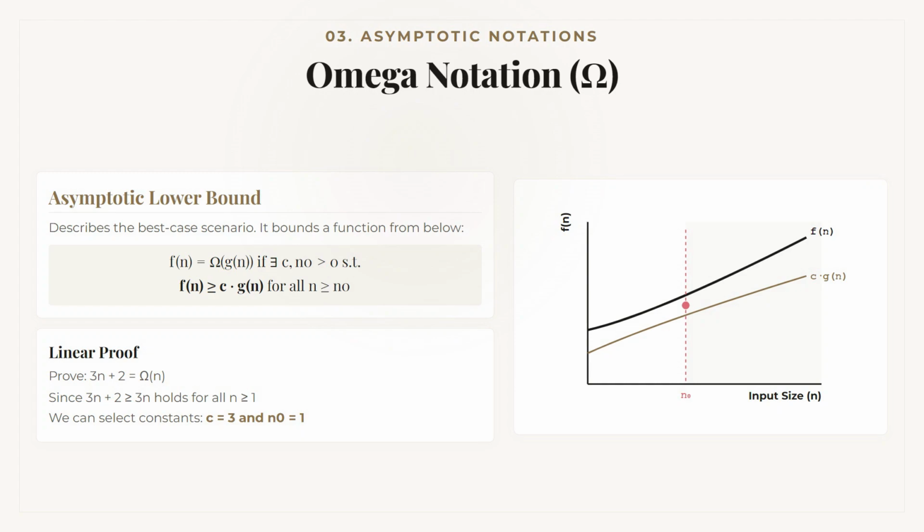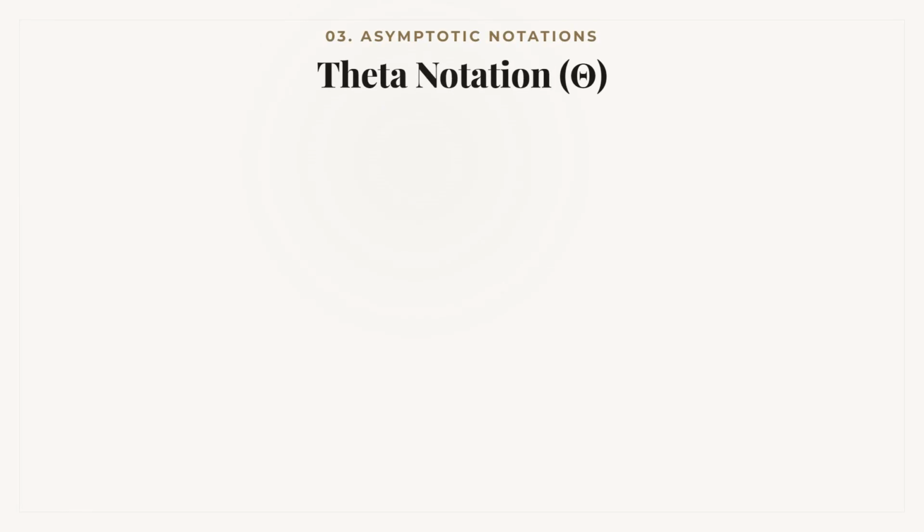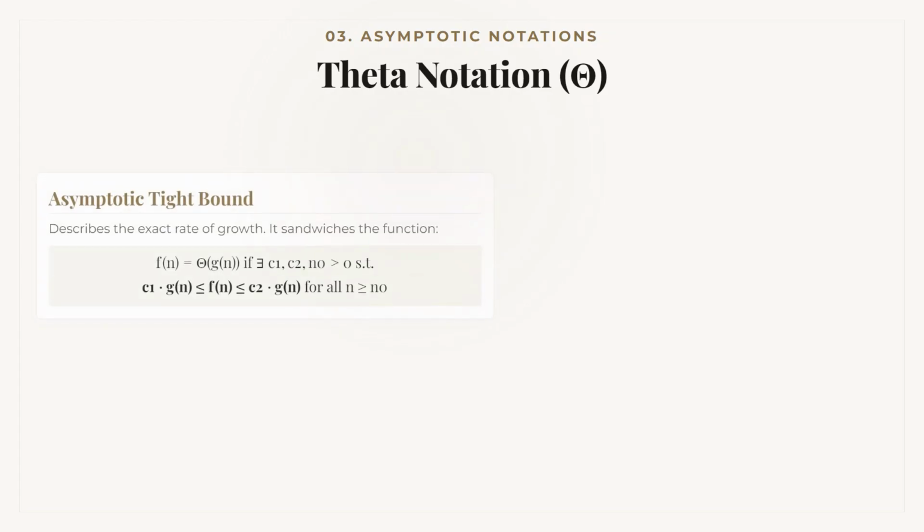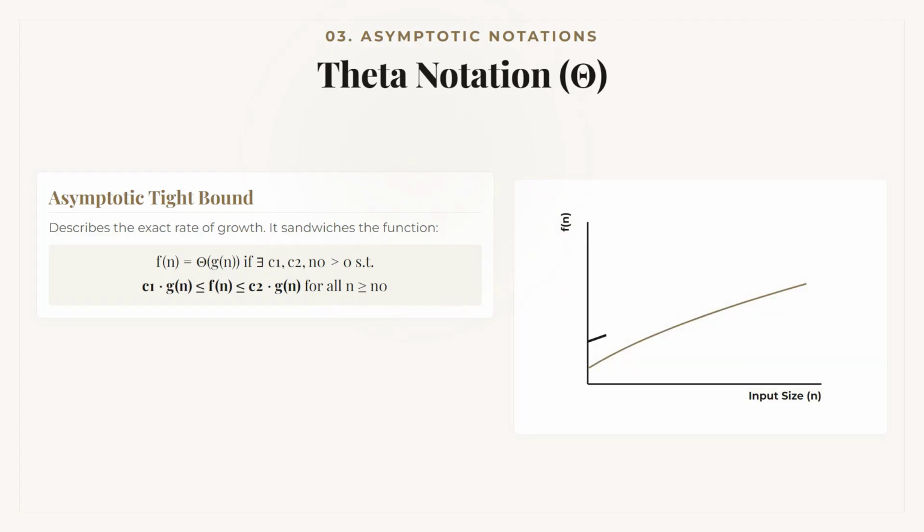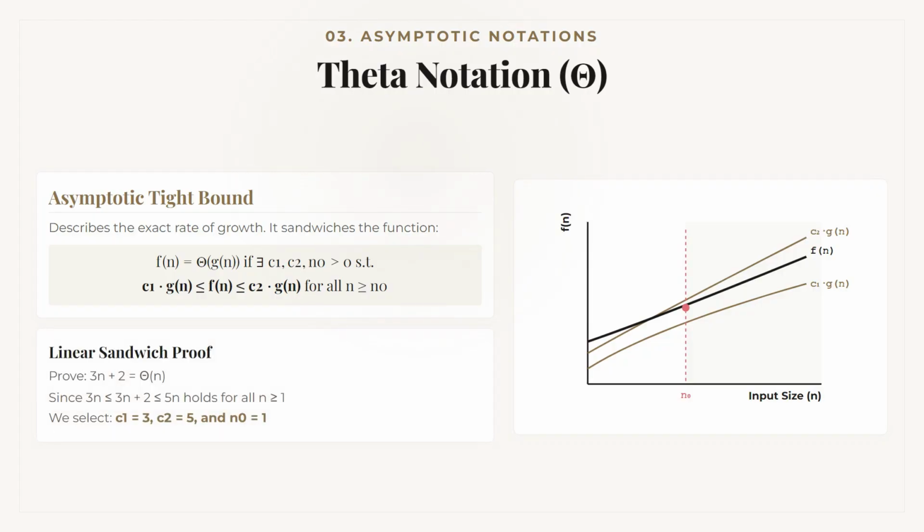Now let us study theta notation. Theta notation provides a tight bound on the growth rate. A function belongs to theta of g of n if it is both O of g of n and omega of g of n. In other words, the function grows at exactly the same rate as g of n apart from constant factors. Consider the expression 3n plus 2 once again. We have already shown that it is O of n and also omega of n. Since both conditions are satisfied, we can conclude that 3n plus 2 belongs to theta of n. Theta notation is particularly useful because it provides the most precise asymptotic description of a function's growth.